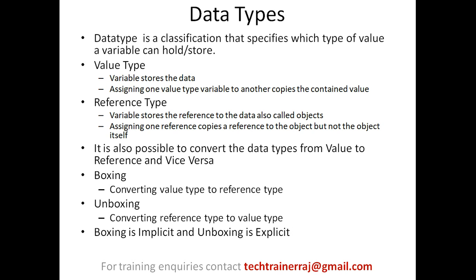So now comes boxing and unboxing. Since there are two types, value types and reference types, the data types can be converted from value type to reference type and reference type to value type. Converting value type to a reference type is called boxing, and converting reference type to a value type is called unboxing. In .NET, boxing is implicit and unboxing is explicit.